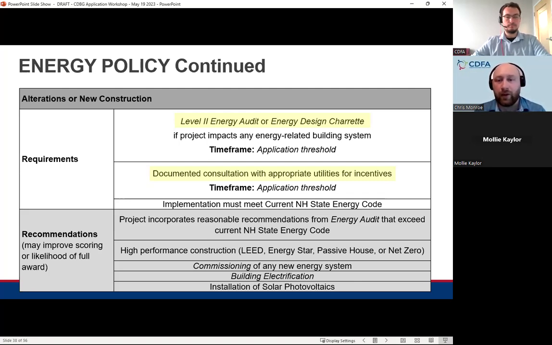And then again, the requirements are highlighted on top, where the energy audit or energy design charrette are required. And again, consultation with the appropriate utilities, Unitil or Liberty or the electric co-op or any of those others. I don't know if the electric co-op would offer any utilities, but anyway, or incentives. But that's why you work with Scott or your team to contact the appropriate utility companies to identify any benefits.